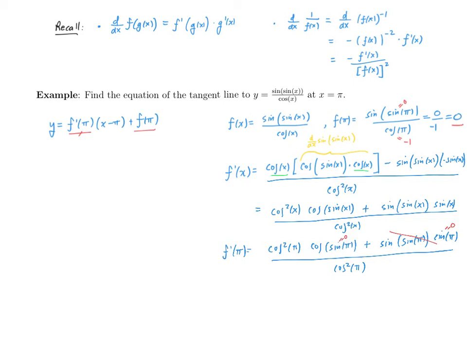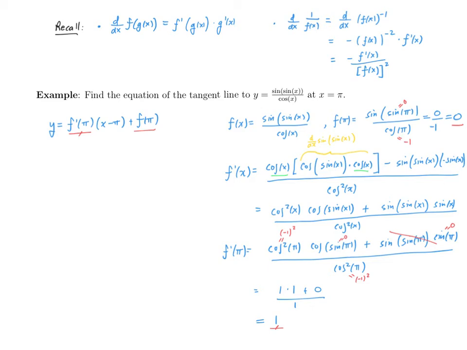Cosine of pi is minus 1. Cosine squared of pi would be minus 1 squared. So what we are left with now, very efficiently, is a 1 from the cosine squared of pi times cosine of 0, which is 1, plus the 0 term which vanishes, all divided by 1. So after all of that work, we find that f prime of pi is the number 1.